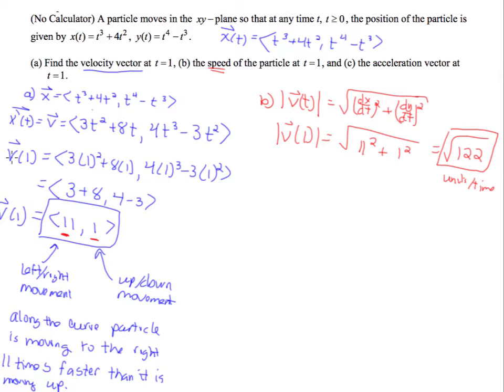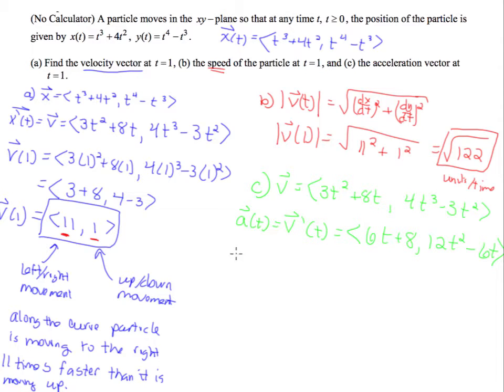Finally, in part C, we're going to find the acceleration vector at t equals 1. So we're going to recall our velocity vector from part A. And we know acceleration is simply the derivative of velocity. So we're going to differentiate each side individually. So differentiate the x side and then the y side. And that is our acceleration vector. And then we simply replace every t with 1 to find out the acceleration at time 1, which is simply <14, 6>.